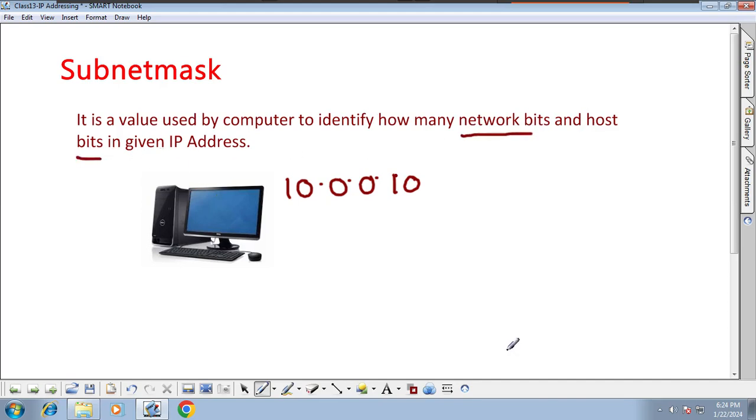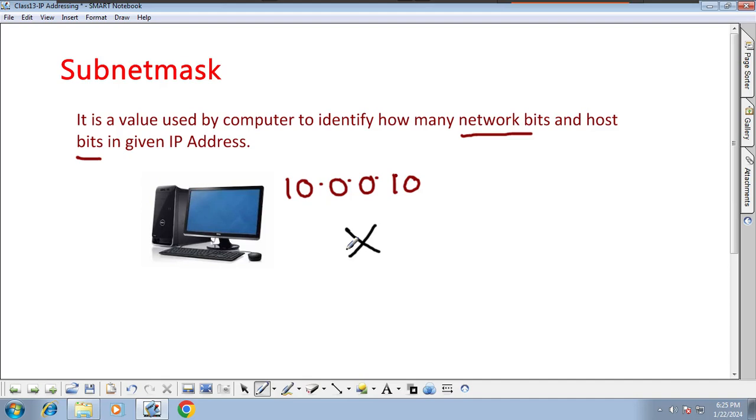I hope you understood very well. This is the simple line about the subnet mask. If you don't give a subnet mask, the computer cannot identify which network it is, so it will not accept. It says, boss, I cannot accept that IP address without a subnet mask.